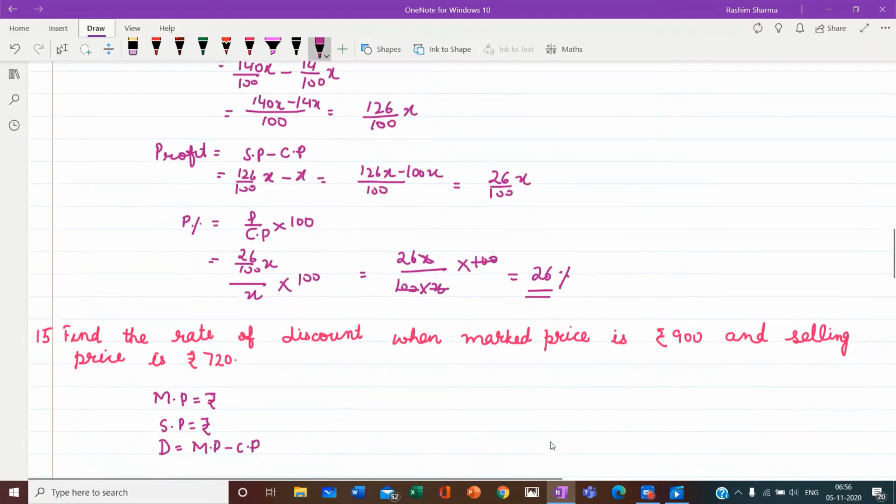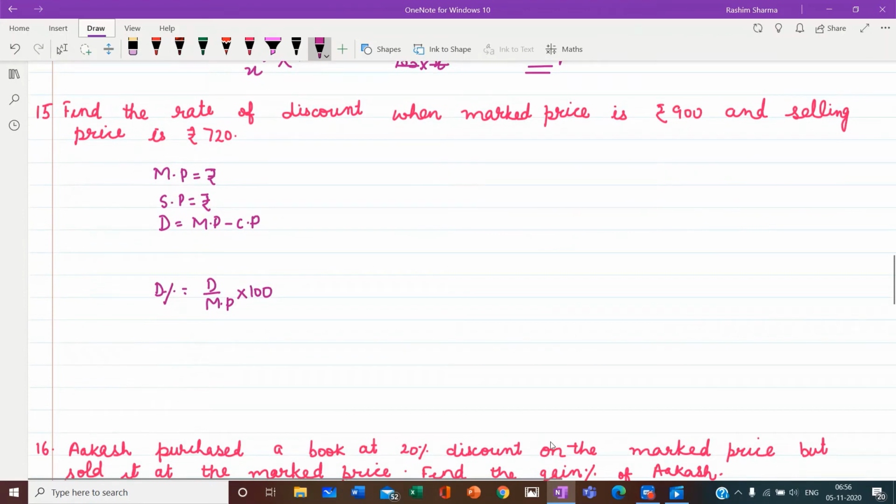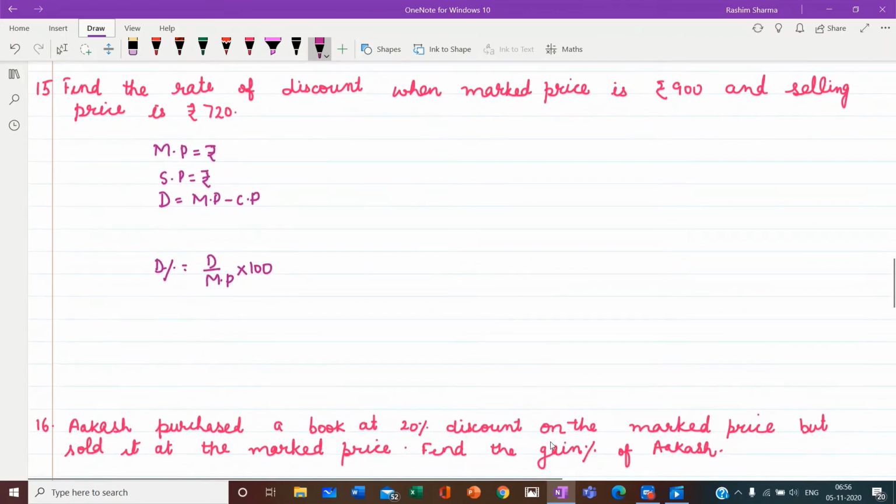Alright, now question number 15. Find the rate of discount when marked price is rupees 900 and selling price is rupees 720. This is very simple. Here we get marked price is rupees 900 and selling price is rupees 720. We know discount is marked price minus selling price. Okay, so we get here 900 minus 720, that is rupees 180.